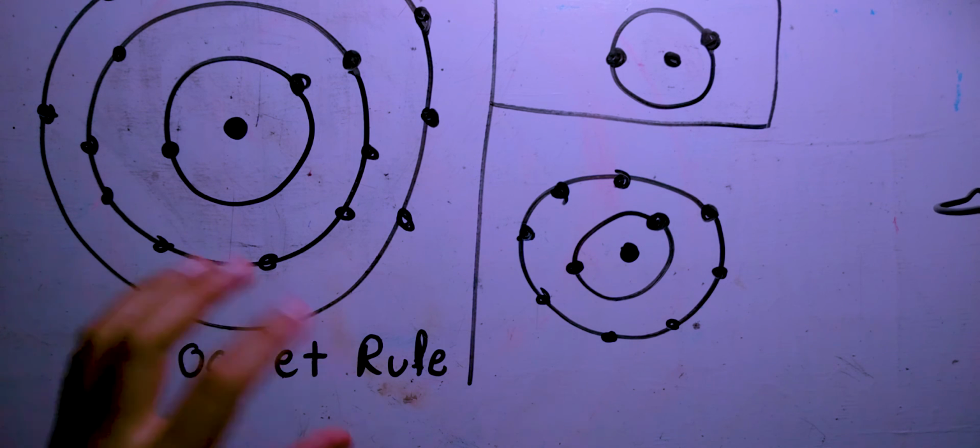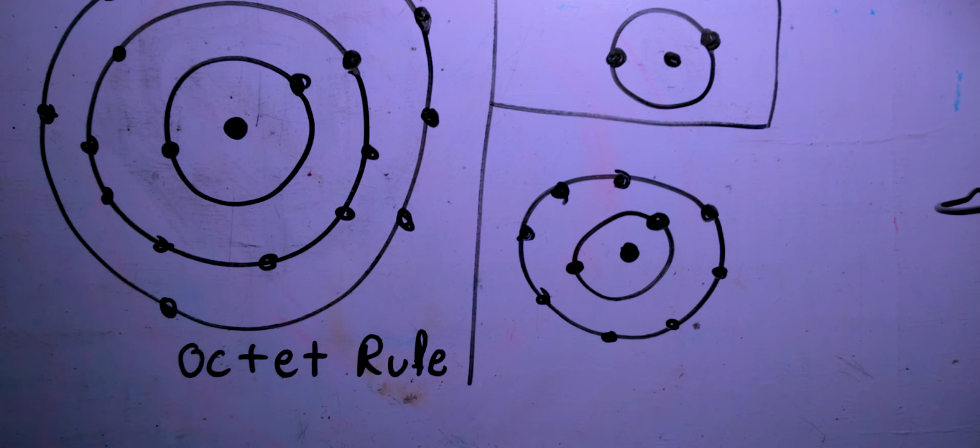So keep this octet rule in mind and keep the 2n square rule in the back of your mind, because this thing is more important. That's it for this video.